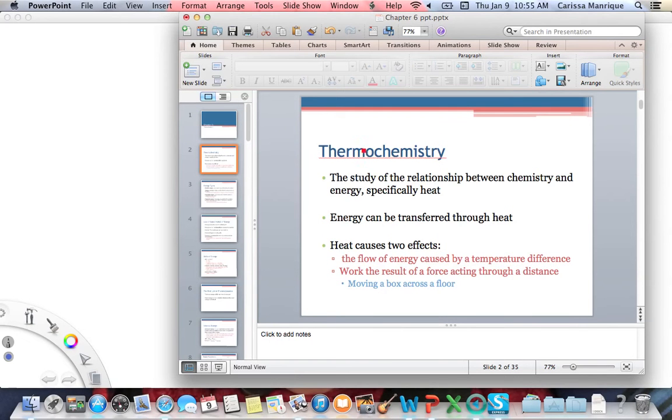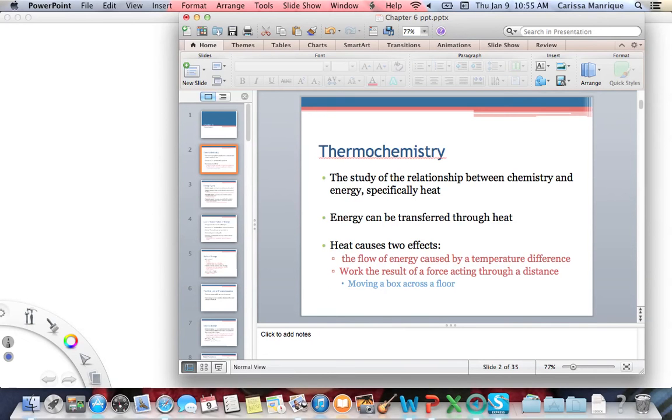Thermochemistry is the study of the relationship between chemistry and energy, specifically heat. Energy can be transferred through heat. Heat causes two effects: the flow of energy caused by a temperature difference, and also work as a result of force acting through a distance. That would be your physics, a force through a distance. So through heat you get a temperature change and you also get work done. Okay? So that's all we're looking at.